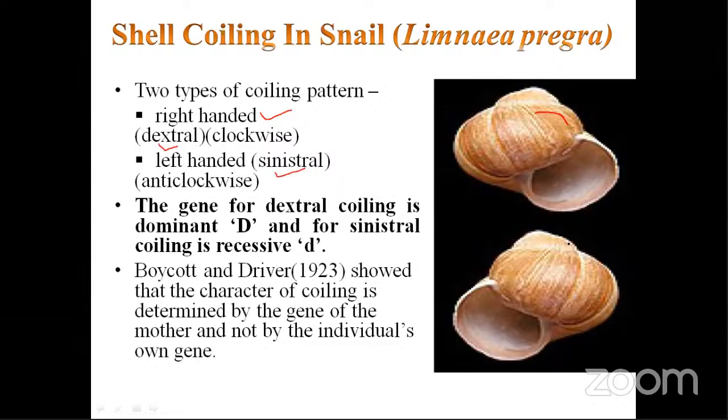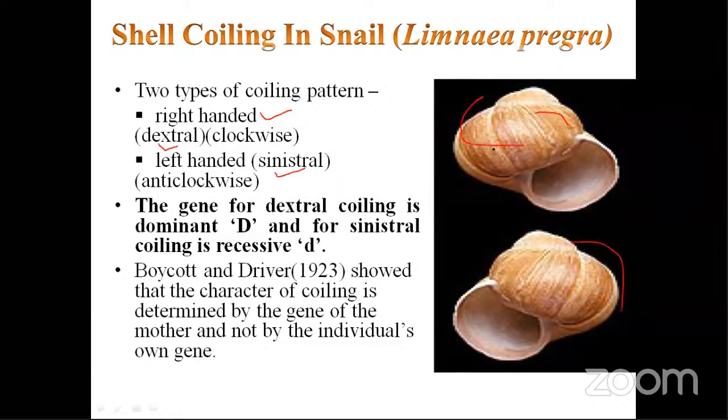This is the right-handed coiling. Sorry, this one is right-handed, this one is left-handed. You can see here, this is sinistral, this is dextral. Okay, so two types of coiling are there, and this coiling pattern depends on the maternal genotype. This is governed by a dominant gene. Two alleles are responsible, one is capital D and the recessive one is small d. So it is decided based on the genotype of the mother.